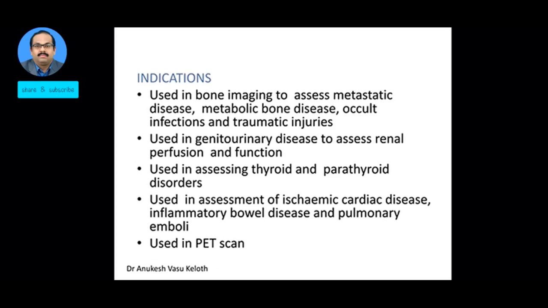Second, it's used in genitourinary disease to assess the renal function and the renal perfusion. Third, it is used in assessing thyroid and parathyroid disorders. So, Graves' disease, toxic nodular goiter, toxic nodule, all of these have a different picture when you do a radionuclide scan. It is used in assessment of ischemic cardiac disease, inflammatory bowel disease, and pulmonary emboli. So the radionuclide scan is called by different names depending on which part of the body it is assessing. Then it is also used in the PET scan.